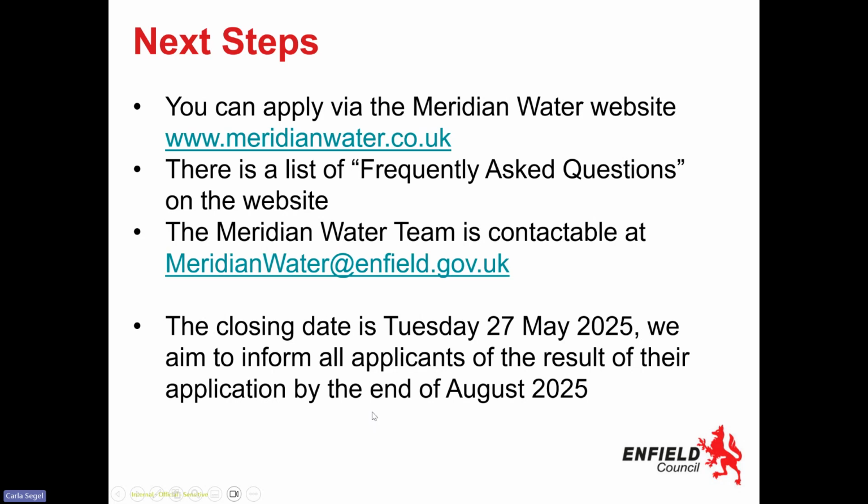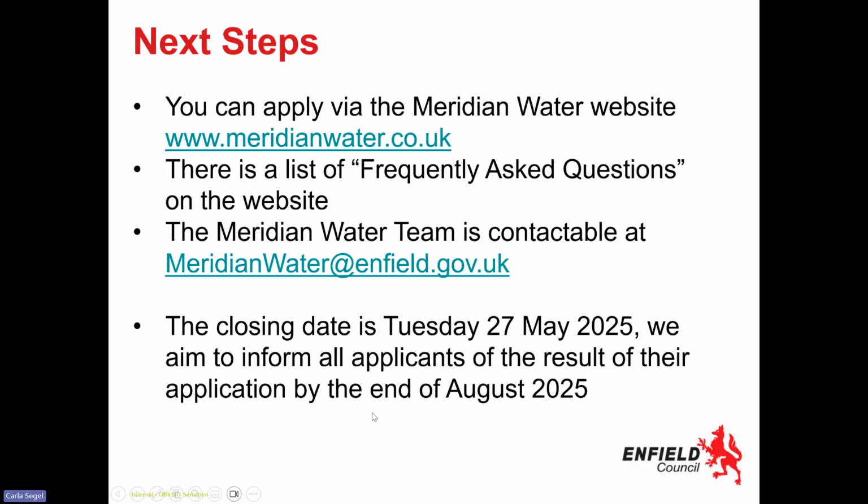There may be other email addresses out there. Please do not use them for this. It's the Meridian Water email address that needs to be used. That is where any questions that you send will respond to. And it is from that email account that we will be sending out information to you if you have applied. You'll get a confirmation email from us to say, we've received your application. This is the reference number. We may also ask you some follow-up questions or some clarification questions. And at the end of all of this, we will use that email account to inform you whether or not you have been successful.